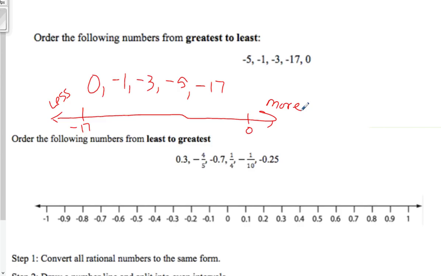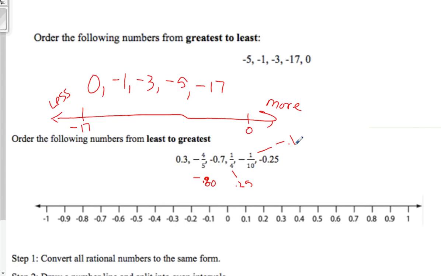Order the following numbers from least to greatest. They gave us a number line broken down by tenths. Remember from previous instruction that you need to change everything to a decimal. So we're going to change -4/5 to -0.80. And my pen is really weird. 1/4 is 0.25. -1/10 is -0.1. And 0.25 is already done.